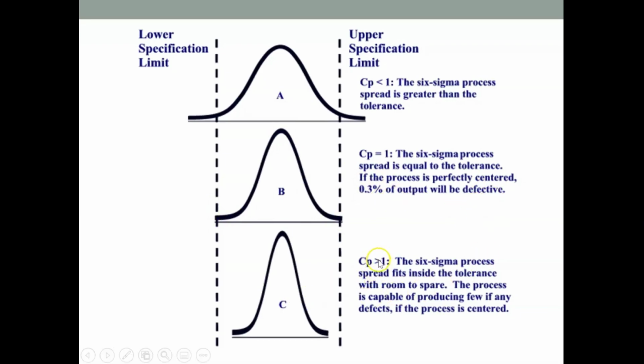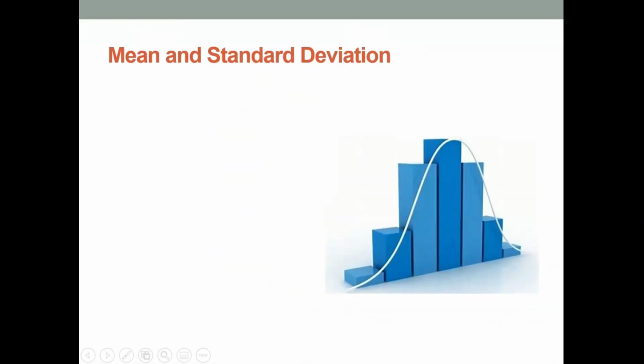If your CP is greater than 1, your Six Sigma process will fit inside your tolerance of your upper and your lower specifications, and there'll be room to spare. So that's the ideal scenario. Therefore, the process is capable of producing few, if any, defects if it is centered. So you're looking for a CP of greater than 1.